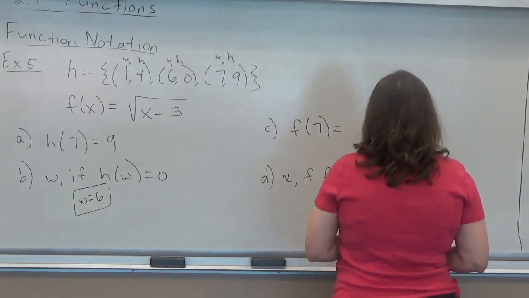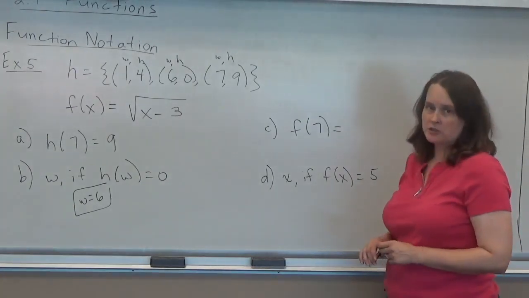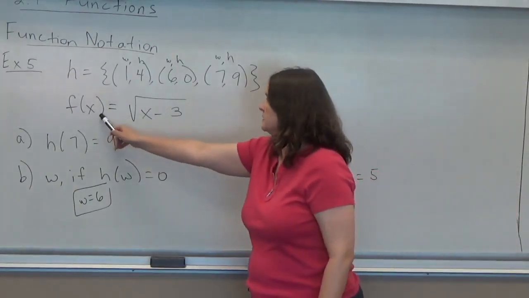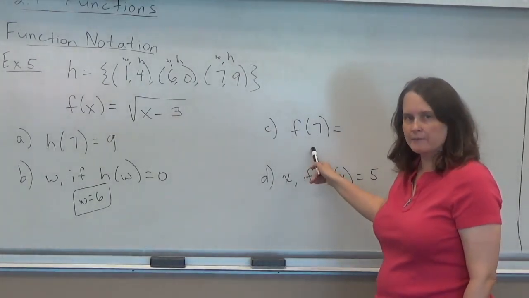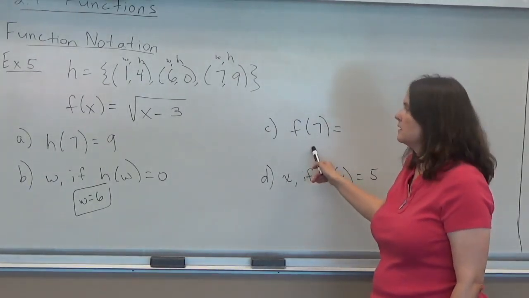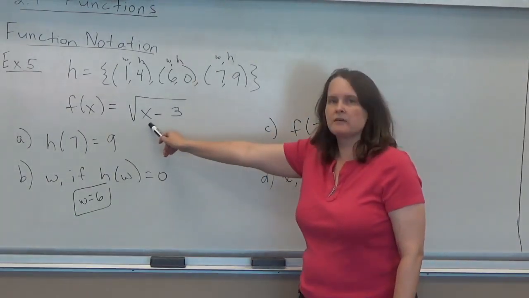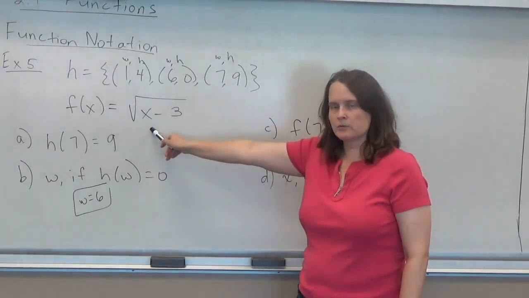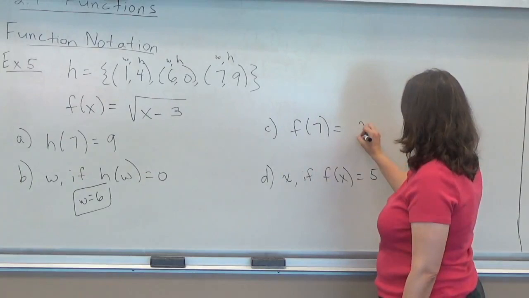For part C, I'm asked to evaluate f of 7. So I need to find my f function, which will be here, f of x. And then if x equals 7, what is y? That's what this is asking me. If x equals 7, then I'm going to have the square root of 7 minus 3, or the square root of 4, and the square root of 4 would give me 2. So my answer is 2.